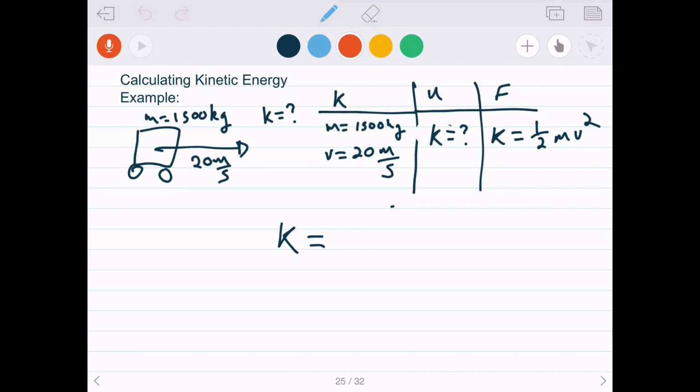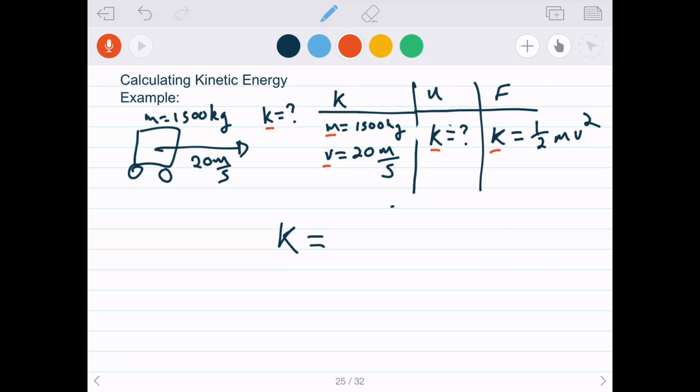Oh, here we go. Calculating kinetic energy. Our first example problem: we have a car with a mass of 1,500 kilograms moving at 20 meters per second. What is its kinetic energy? So we've drawn our picture and labeled our stuff, and now we're going to do our KUF. Our knowns: the mass is 1,500 kilograms, the velocity is 20 meters per second, and we're looking for kinetic energy.